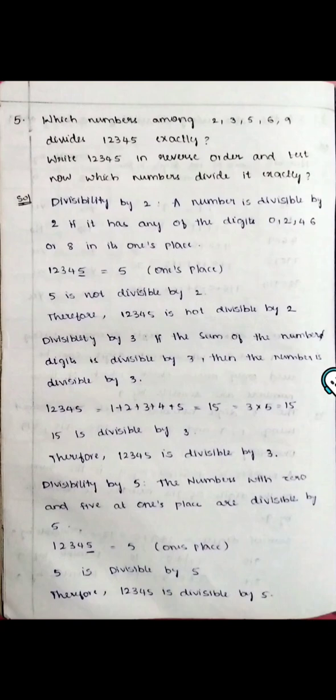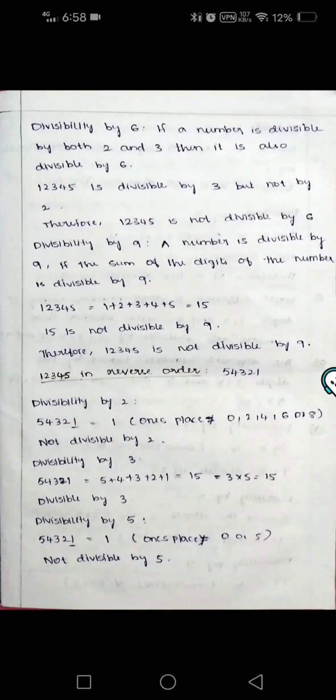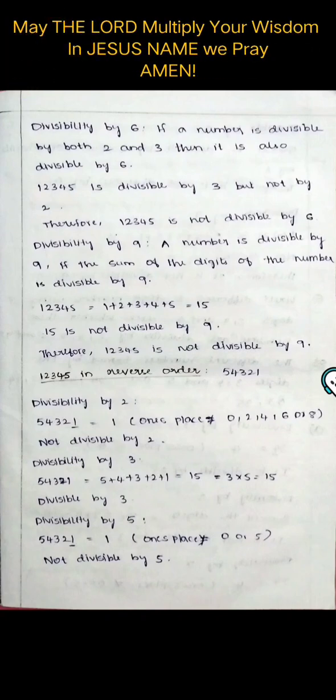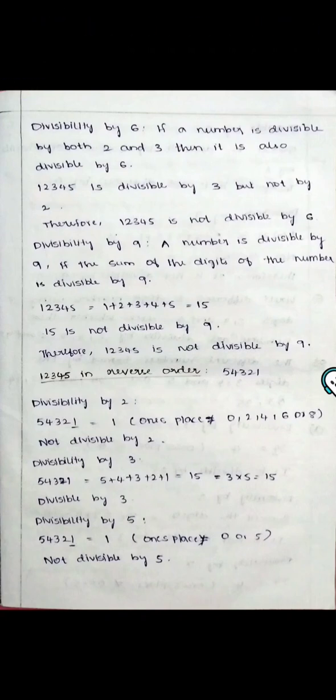Divisibility by 5: the numbers with 0 and 5 in the ones place are divisible by 5. If we check 12345, the ones place digit is 5 and it is divisible by 5. Divisibility by 6: if a number is divisible by both 2 and 3, then it is also divisible by 6. We have seen in the first bit, right? So 12345 is divisible by 3 but not by 2, because we have 5 in the ones place. So it is not divisible by 6.